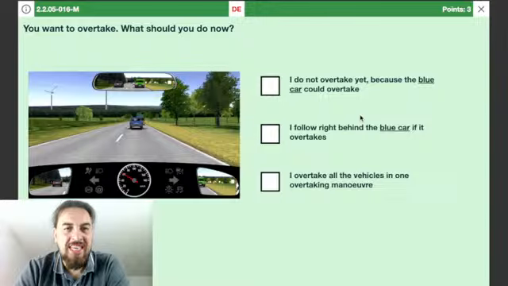You want to overtake. What should you do now? I do not overtake yet because the blue car could overtake. I follow right behind the blue car if it overtakes. I overtake all the vehicles in one overtaking maneuver. What is the right conduct?